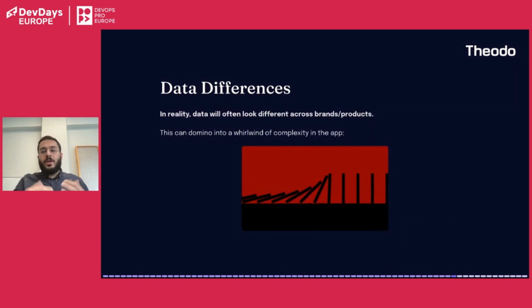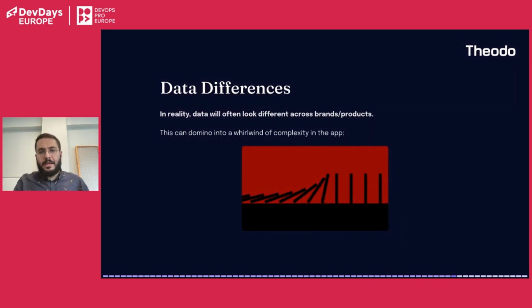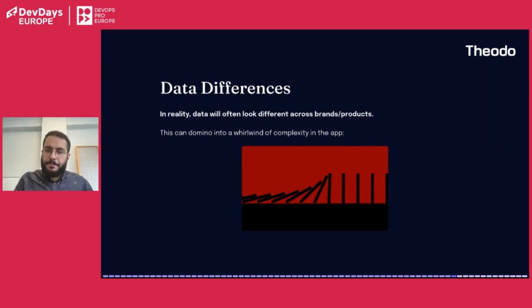That has a domino effect and adds so much complexity into the app if it's left unchecked, because you're going to have to manage different data formats, different state management, different screens, and different components for each of the sub-brands, kind of defeating the purpose of the white labeled app, right?